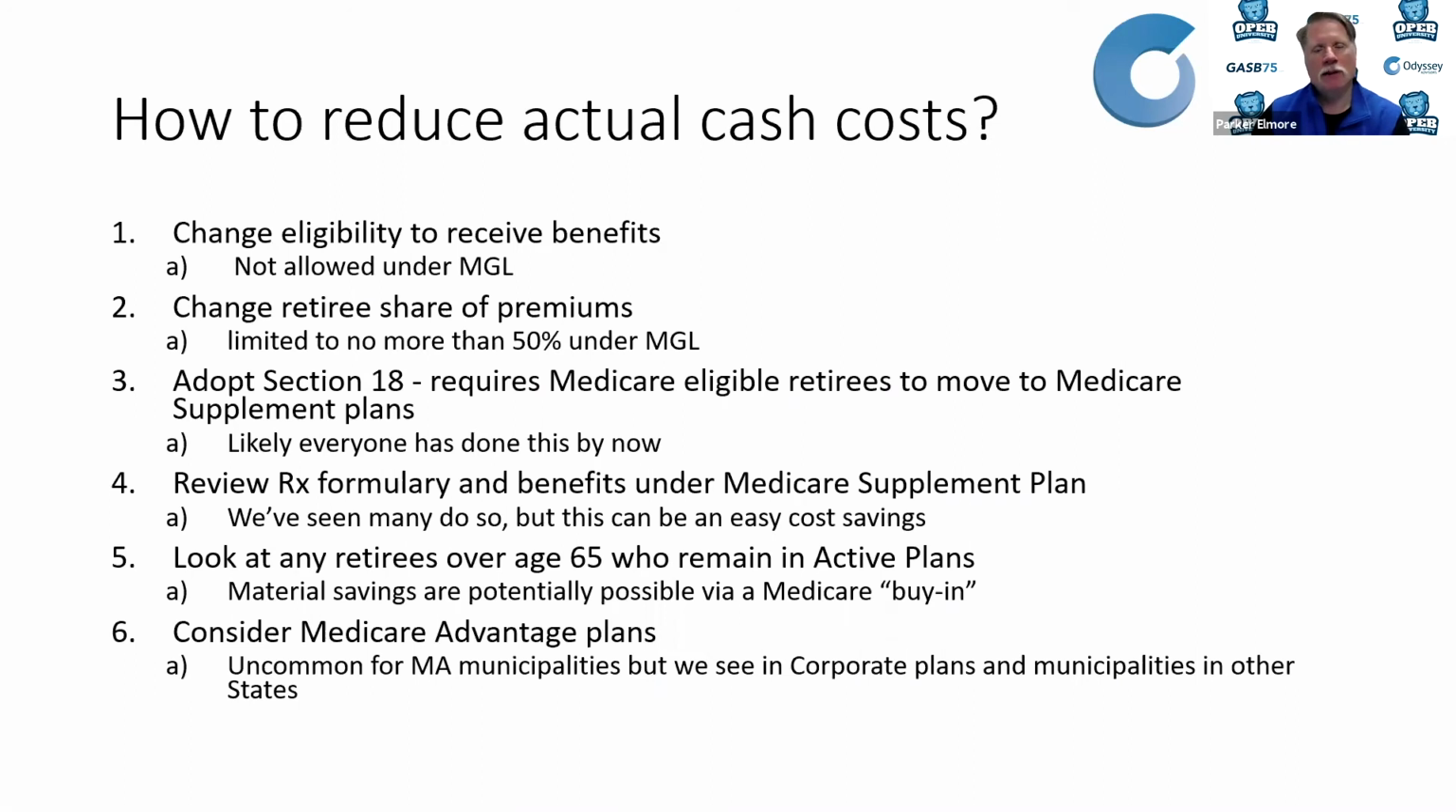So, all right, enough of the assumption stuff, because ultimately we can play with assumptions all day long and make your liability whatever we want. But that doesn't change your real costs. So how do we change real costs?